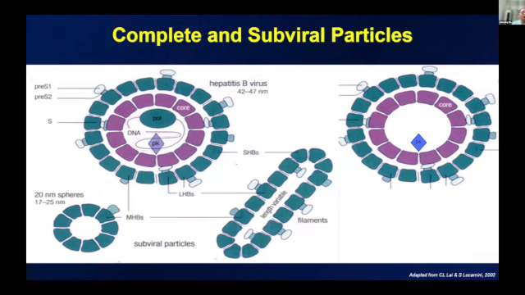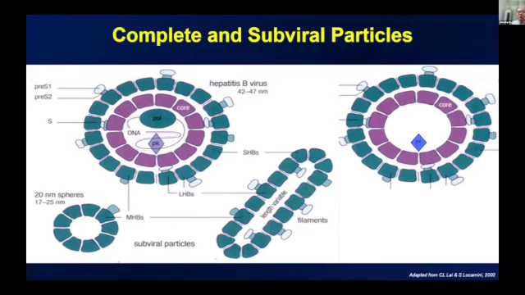In addition, there are also spheres and filaments depicted at the bottom left. Spheres are just about 20 nanometers, as opposed to the virion, which is about 42 nanometers in diameter. And the filaments are the same diameter as the spheres, except, as it says, they're filaments. So both spheres and filaments are not intact viruses. They only have envelope proteins. They don't have capsids, and they don't have DNA.